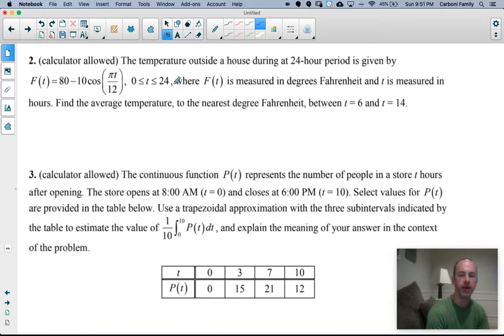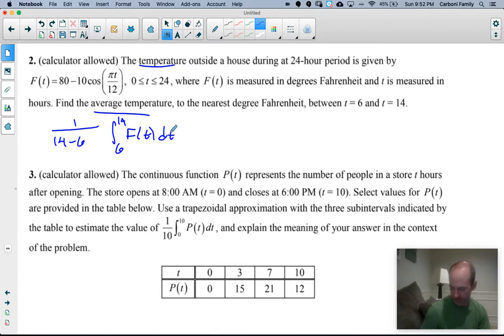This is another snippet of a free response question. I believe this one's from 1998, but we have a function that represents the temperature outside a house during a 24-hour period. And then they ask for the average temperature. Well, this function represents temperature, and we want the average temperature between 6 and 14. So that's going to be 1 over 14 minus 6, antiderivative, 6 to 14 of that temperature, which is represented by f of t.